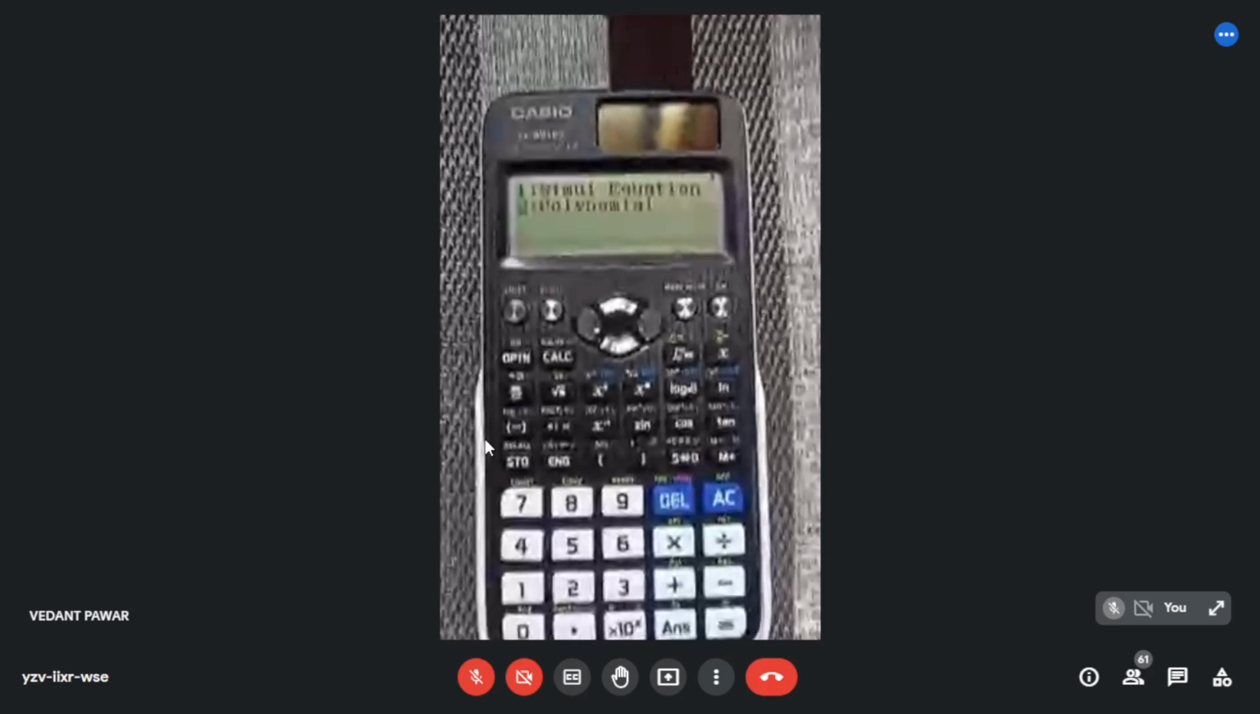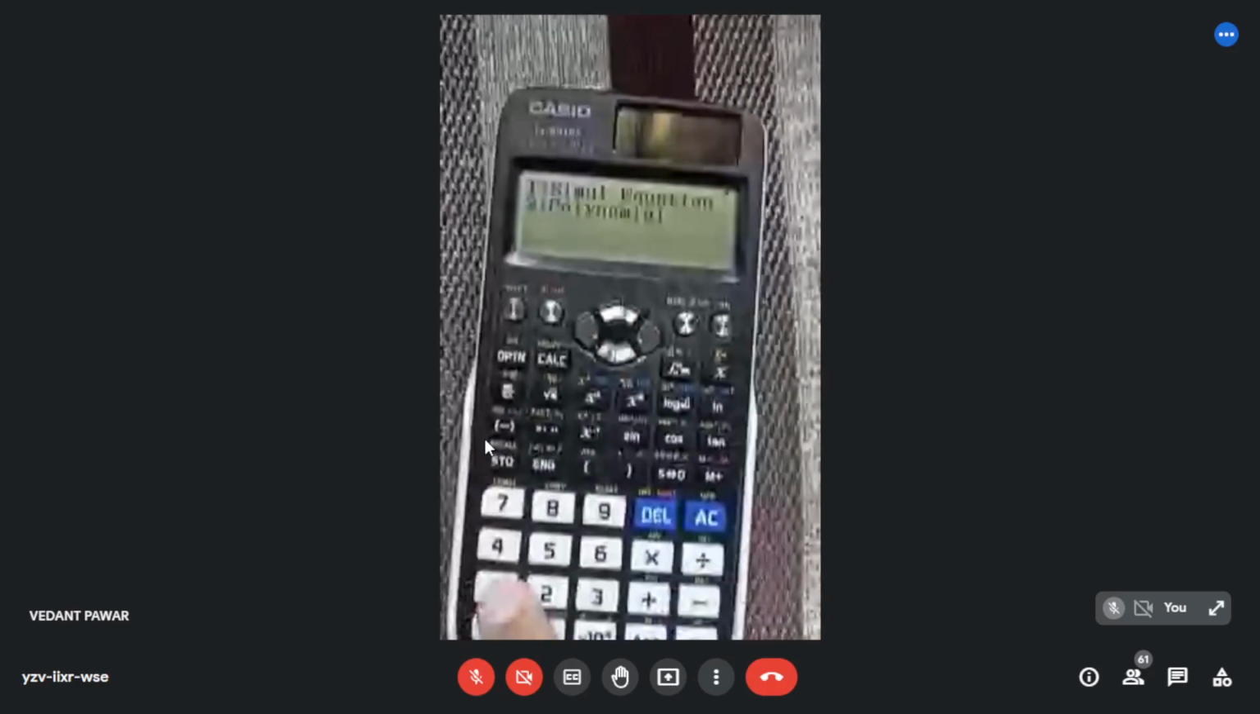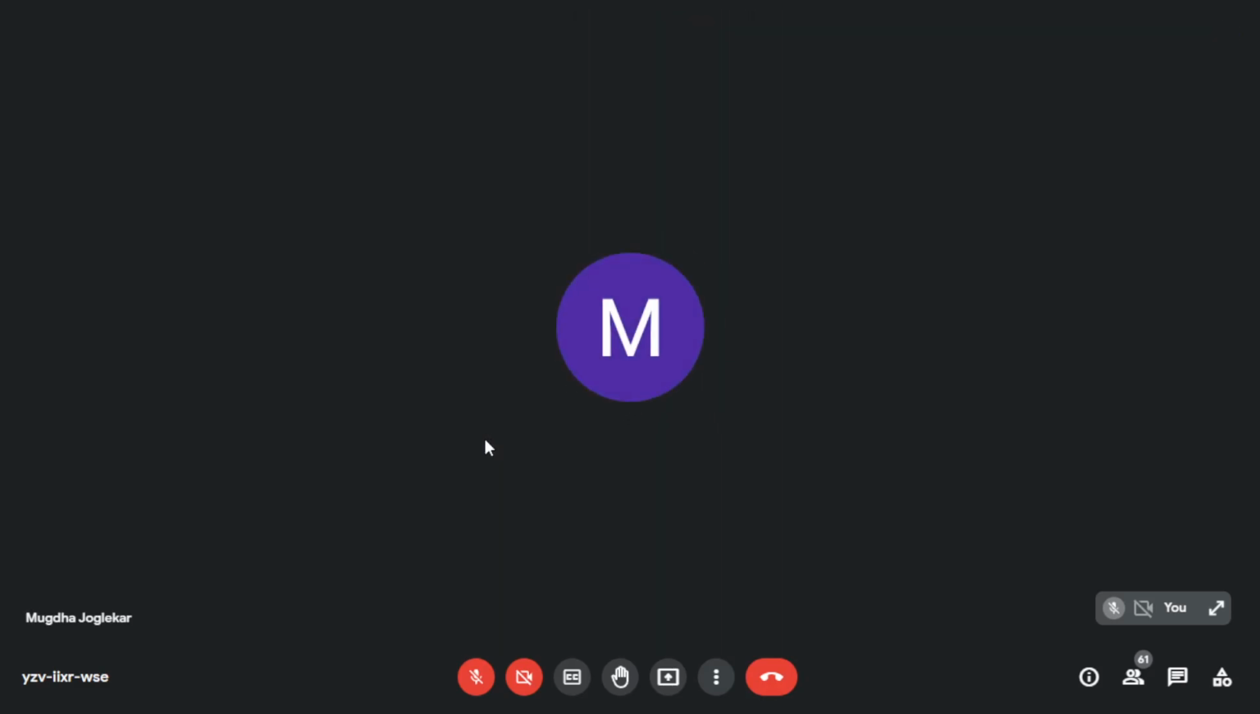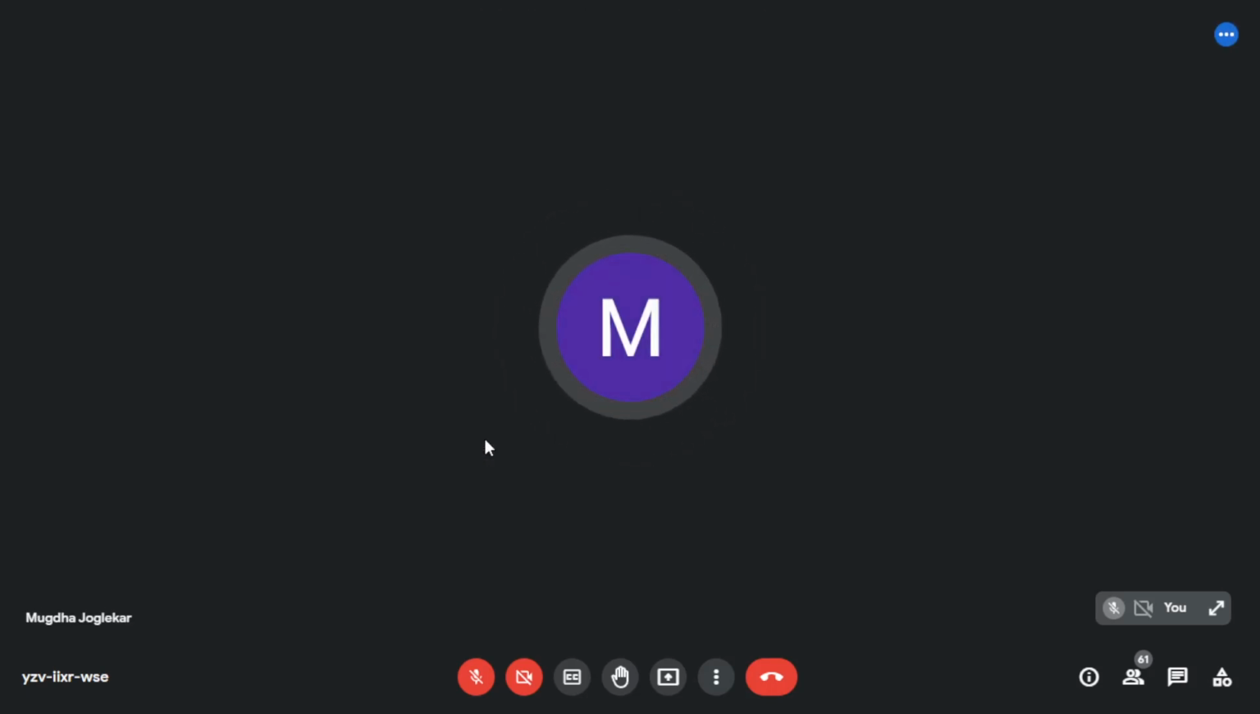So what can you see on the screen? Then it asks whether it is a simultaneous equation or a polynomial. So it will be a simultaneous equation. Then press 1 for simultaneous equation. Next, it asks the number of unknowns. How many unknowns there are depends on your left hand side equation.